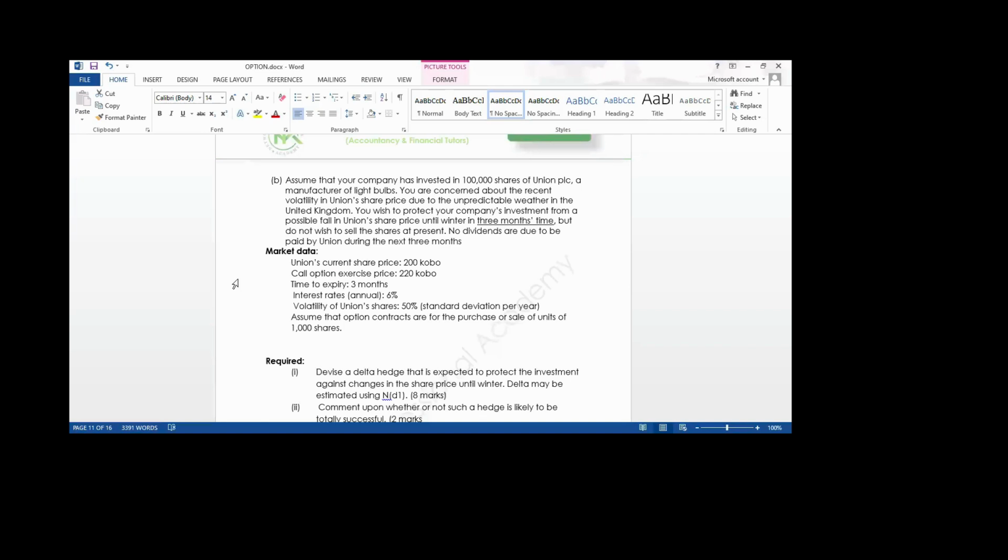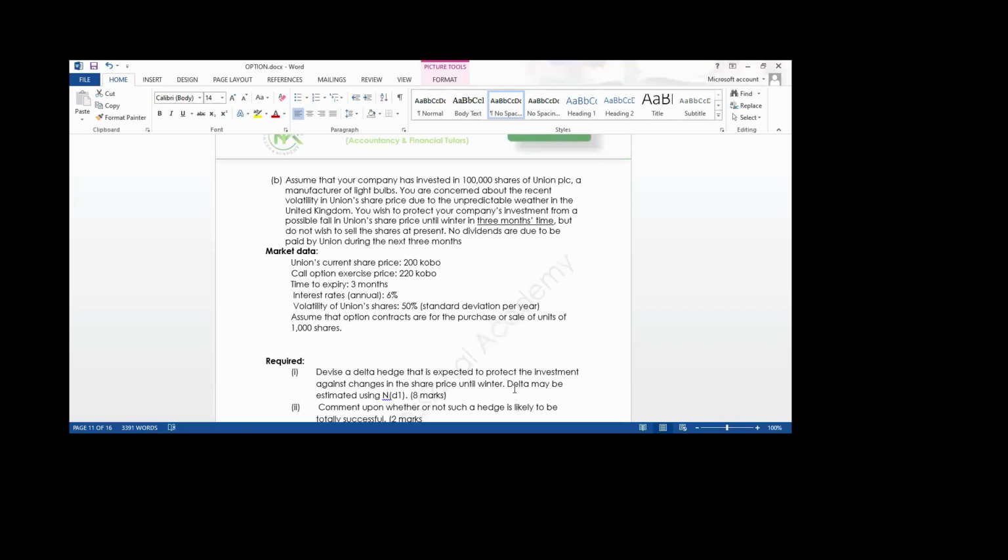Devise a delta hedge that is expected to protect the investments against change in share price until winter. Delta may be estimated using N(d1). Examiner has given us a clue. The delta is N(d1). Because I'm dealing with call option, the delta is N(d1). The first thing you are going to do, here we are not told to calculate premium or price. We are asked to delta hedge. That means we want to protect our investments against fluctuation.